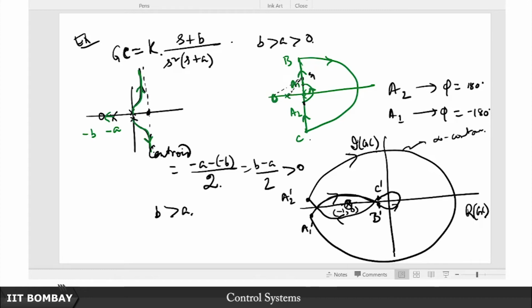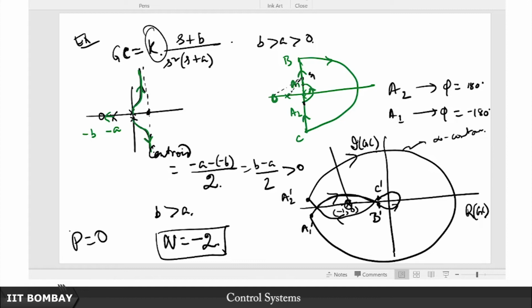Because no matter what you do to this value of k, you draw any test radius, it is always going to have n equal to what? See, there are two clockwise encirclements, so that means -2 counterclockwise encirclements, so n is going to be -2. And again as before my p is 0 known to me because I have not included this pole pair at the origin, so therefore p is 0, so this implies that z is equal to 2, which is exactly what the root locus also told me in this case.